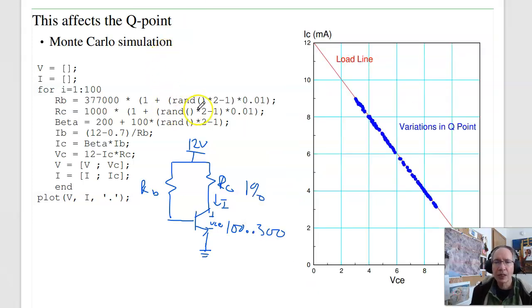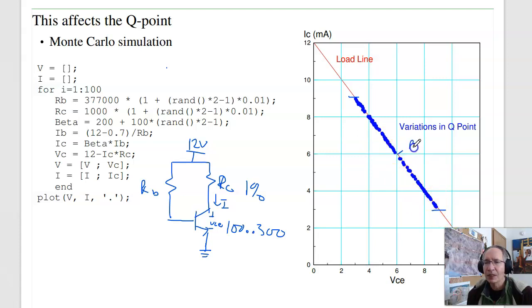So I'm going to take RB, make it plus or minus 1%, RC, plus or minus 1%, beta is 200, plus or minus 100, meaning between 100 and 300. From those, calculate IB, calculate IC, calculate VC, and plot them. Here's what you get. If I built 100 of these circuits, this is the distribution. The current, or the Q point, is anywhere in here. This is a problem because if I add an AC signal to it, sometimes I'm going to clip on the high side, sometimes I'll clip on the low side. The variations in beta are what's killing me.